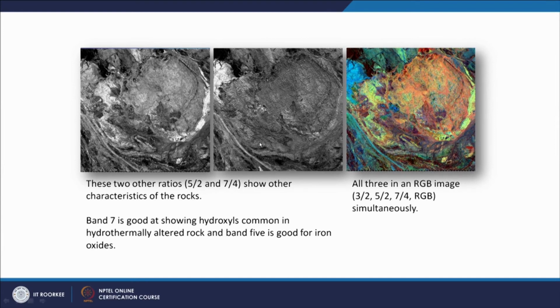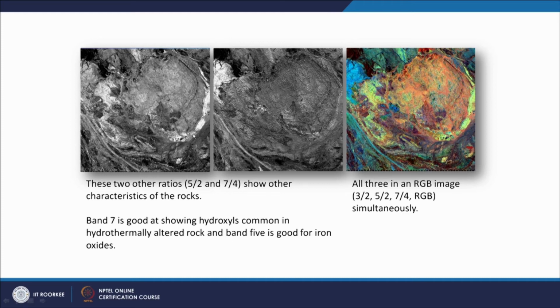So these are the two band ratios, 5 by 2 and 7 by 4, involving Landsat TM data, and here all these three are in RGB, that is the color composite of band ratios. So 3 by 2 goes in the red channel, 5 by 2 goes in the green channel, 7 by 4 goes in the blue channel. And then we get an output image.